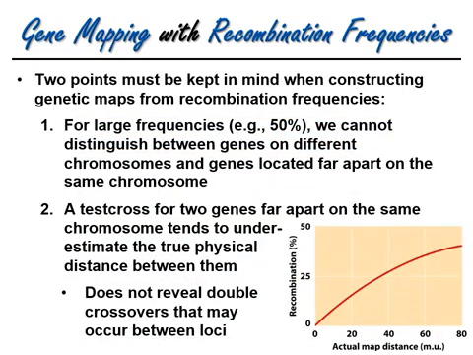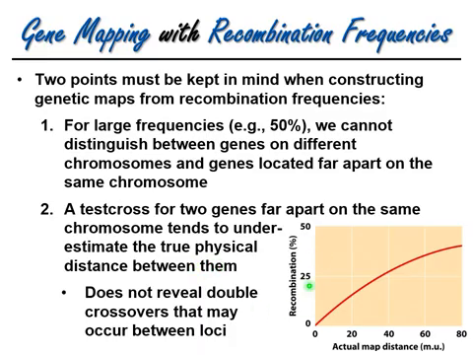Okay, so quick little summary. I think we already talked about all these things, but let me just say it one last time. Two points have to be kept in mind when constructing genetic maps from recombination frequencies. Number one, for large frequencies, 50%, we can't distinguish between genes on different chromosomes, and so those are going to be in different linkage groups. Number two, when a test cross for two genes that are far apart on the same chromosome, like say for example 28 centimorgans away from one another, you tend to underestimate the true physical distance between them, meaning they actually turned out to be 30.